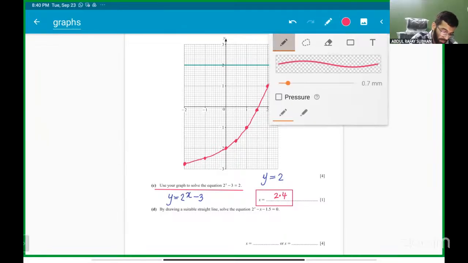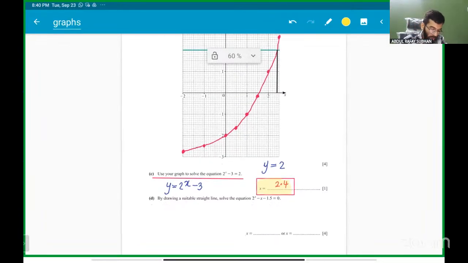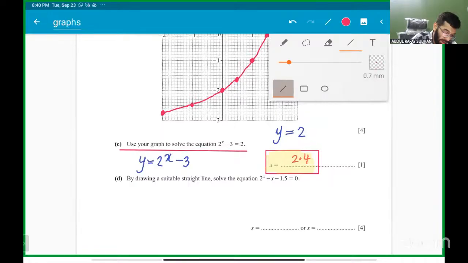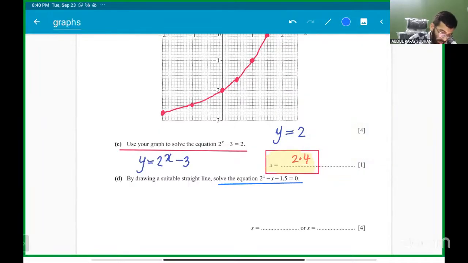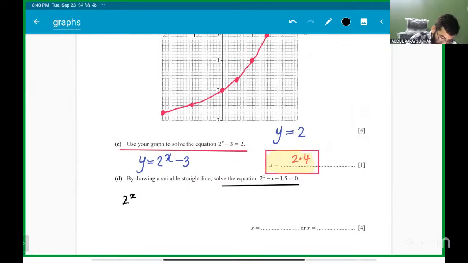People got it? Okay, the last one is the manipulation that we have to do by drawing a suitable straight line. So we have to draw a suitable straight line to solve the equation 2 power x minus x minus 1.5 is equal to 0.